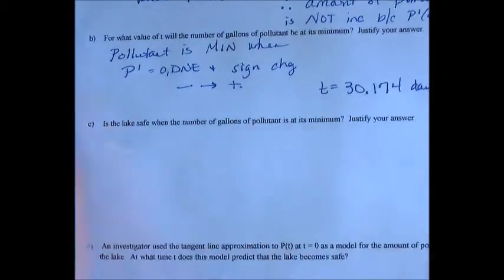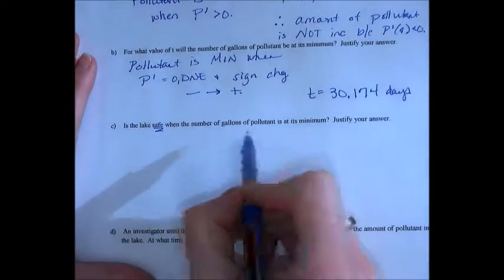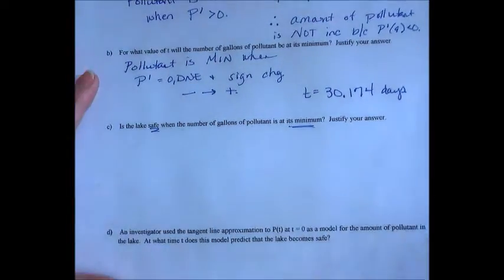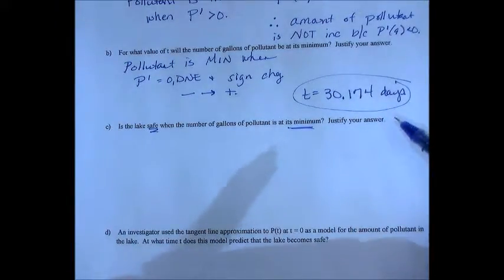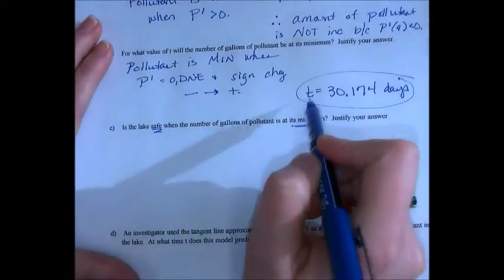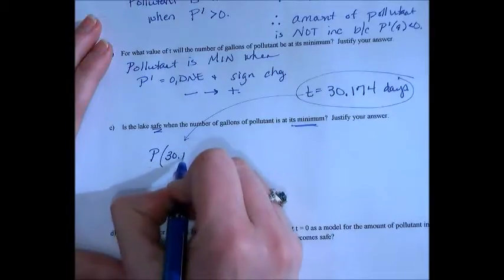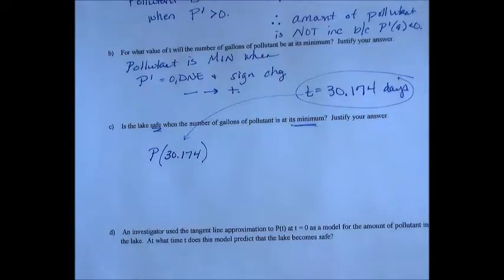Now here's the big part of this question right here. Is the lake safe when the number of gallons of pollutant is at its minimum, okay? So I need to know, we just found out when we're at a minimum. I need to know, well, what is the value of the pollutants at that time? So that's what I want to know down here. How many pollutants are in the lake at 30.174 days. So if you think about this, this is just a take on the same particle motion problems we've been looking at. This is a new position, if you will.